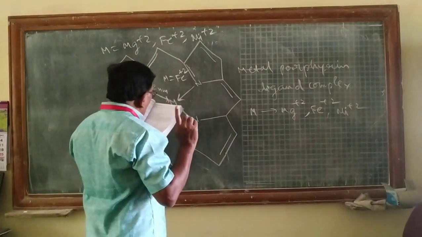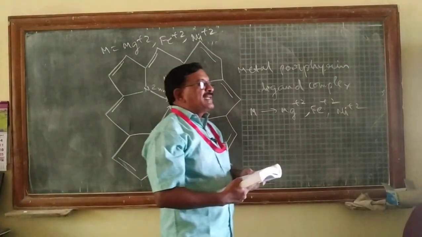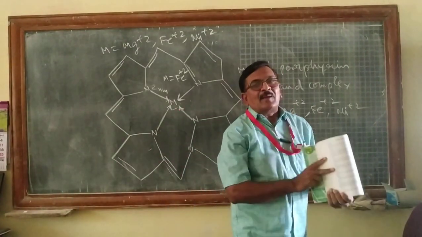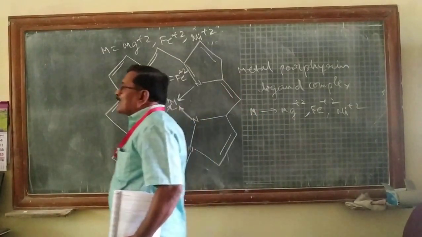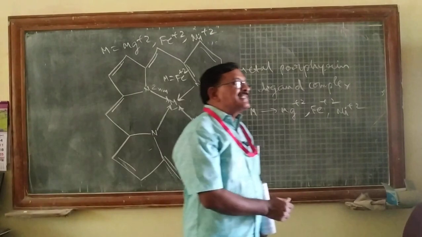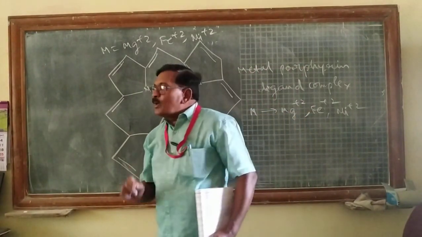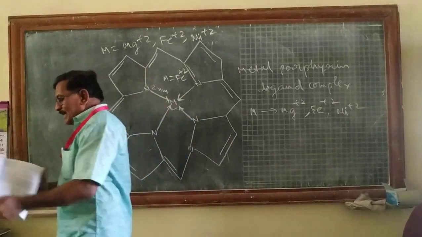Such complexes play a vital role in biological systems. So that is magnesium as well as the iron. If magnesium is there in the metal porphyrins, it will act as chlorophyll in the plants. If the metal ion is iron, it will play a very important role as the oxygen carrier through hemoglobin and myoglobin in the human system.